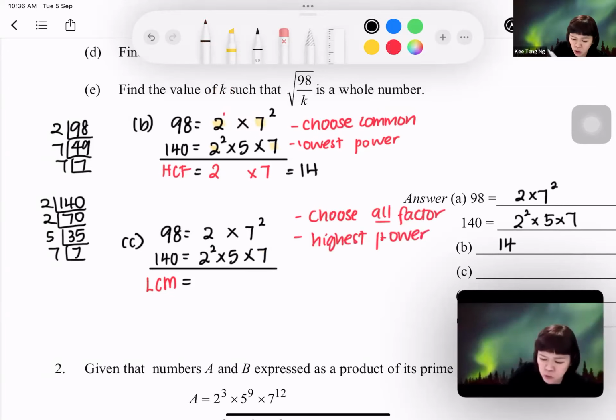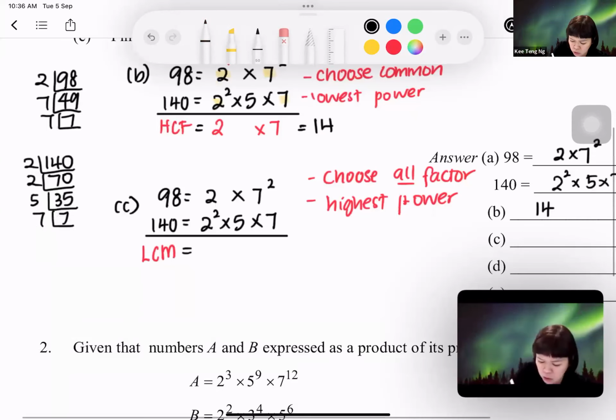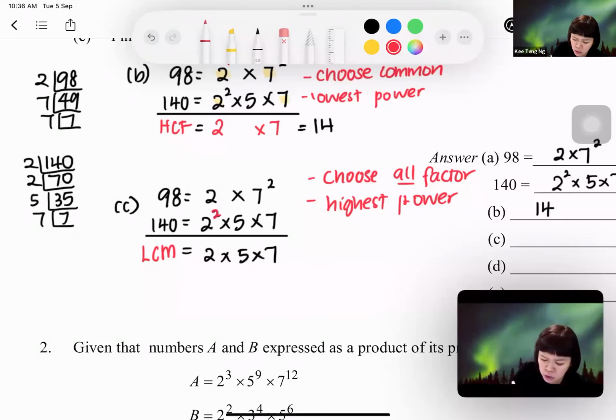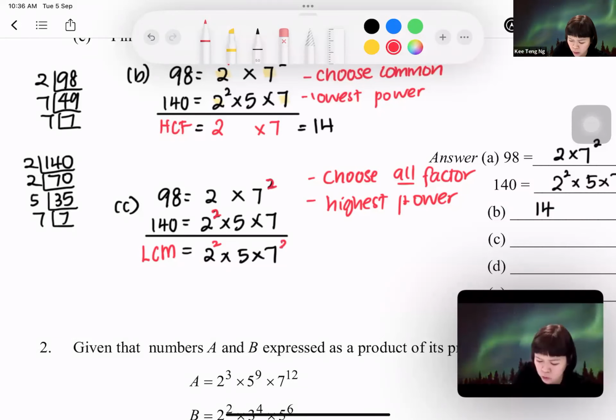Okay, so I must choose all the factors. So I'll choose 2, 5, and 7. But I must choose the one with the highest power. So I'll choose power 2. 5 is just on its own, and 7 squared.